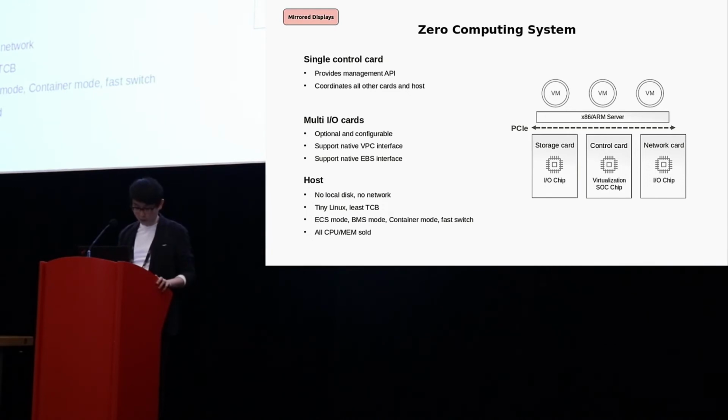The I/O cards are optional. There can be one storage card and one network card. The I/O cards are stateless for the original I/O system. The storage card supports the native EBS interface, and the network card supports the native VPC interface. All of this is configurable. Maybe you don't need 18 million PPS network. You can just remove the network card. Maybe you don't need 1 million IOPS. You can just remove the storage card. And you can even configure the storage card to be a network card. Yeah, everything is configurable, which makes our deployment more flexible and config changing very easy and fast.